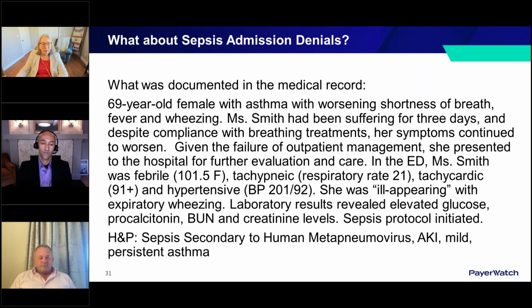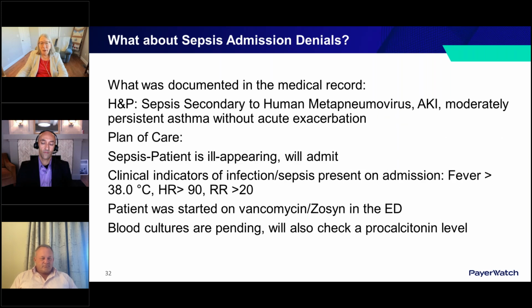And then in the history and physical, they mentioned the sepsis secondary to human metapneumovirus, acute kidney injury, and mild persistent asthma. So it appears to me the payer was screening this based on asthma, when actually her asthma was not the gist of the treatment of her while she was admitted. Okay, yeah, she was having a mild asthma exacerbation, but that was not really why they admitted her to the hospital.